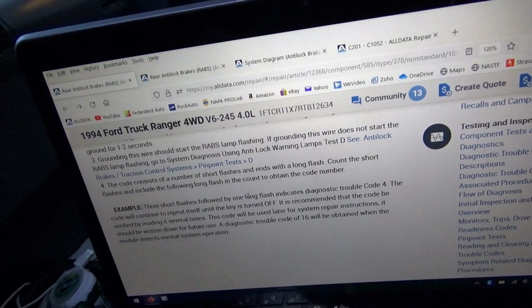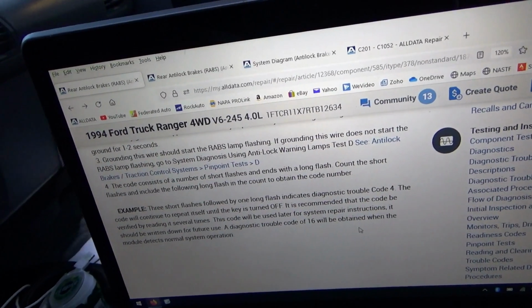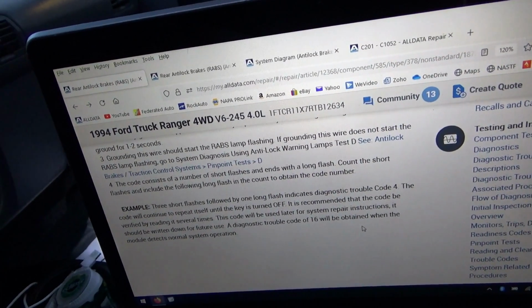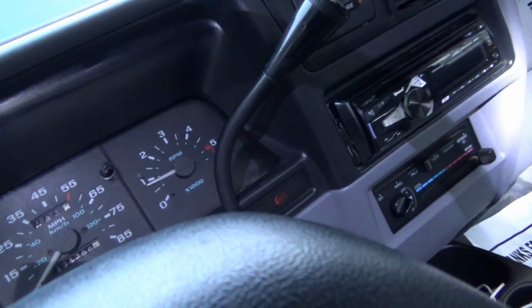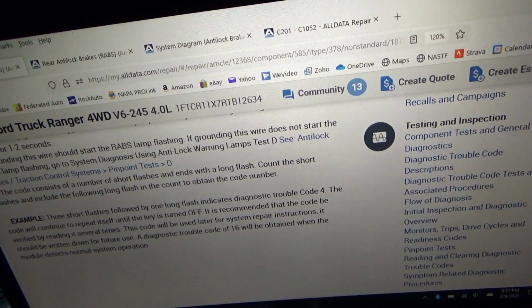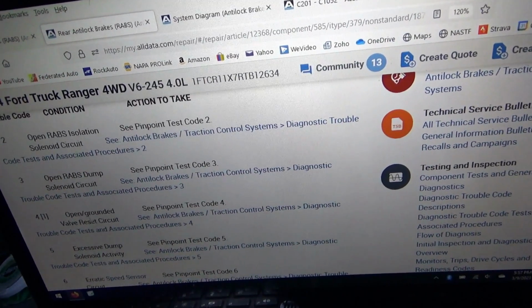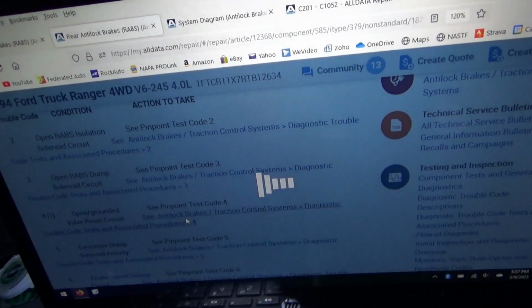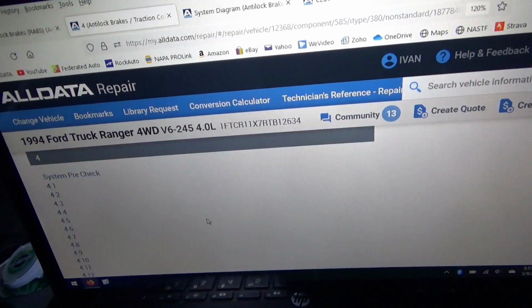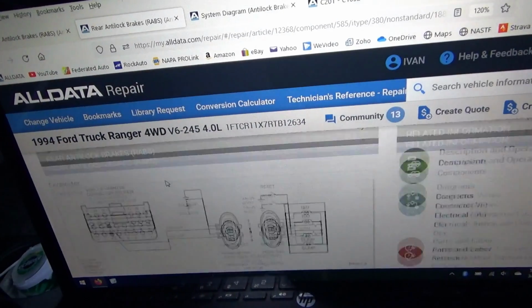3 short flashes followed by 1 long flash indicates diagnostic trouble code 4. The code will continue to repeat itself. Okay. Now, go to code number 4. Open grounded valve reset circuit. Go here. You might ask, why is someone bothering even doing this? I would just remove the bulb. Honestly.